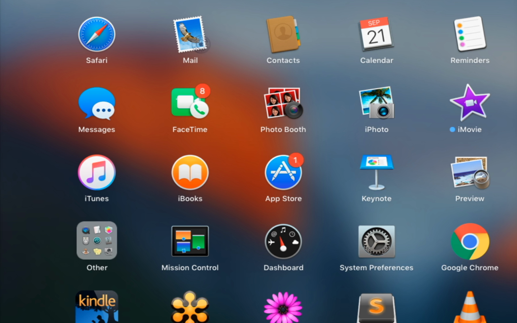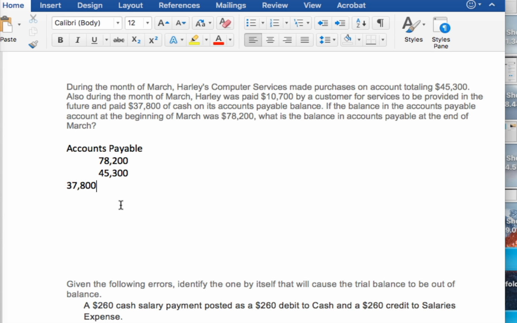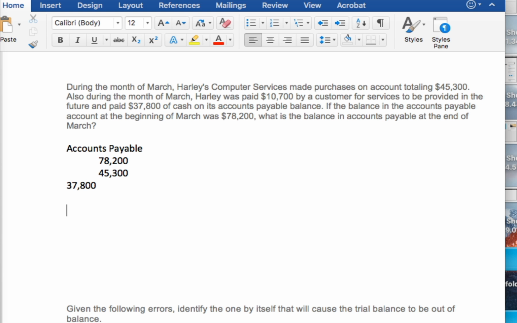So, pull up my calculator here. $78,200 plus $45,300 minus $37,800, and my overall balance is $85,700 credit balance. Okay, so the place where probably a lot of people get confused here is just knowing debit, credit, and making sure that additions to the account go on the credit side. Okay, any questions on that one?